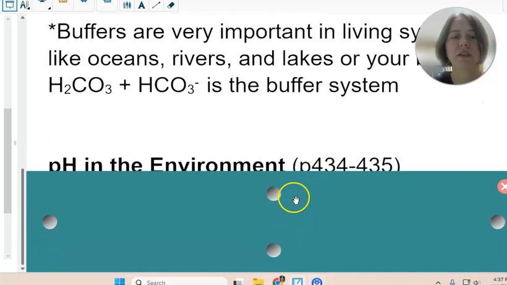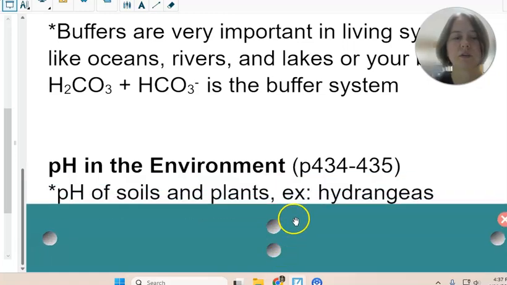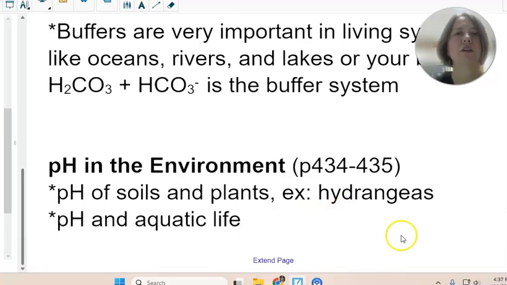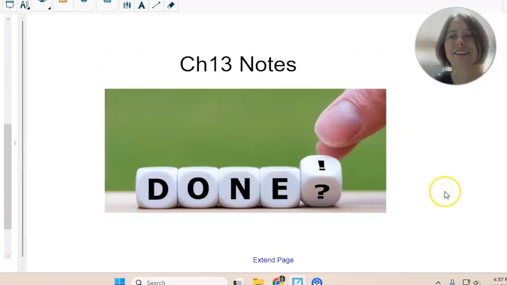Okay, you should have read pH in the environment. I would like you to write down pH of soils and plants, example hydrangeas, and be ready to tell me about that. And you should have also written down pH in aquatic life and be ready to tell me about that. All right, that concludes our Chapter 13 notes. They are done. Good job, everybody.